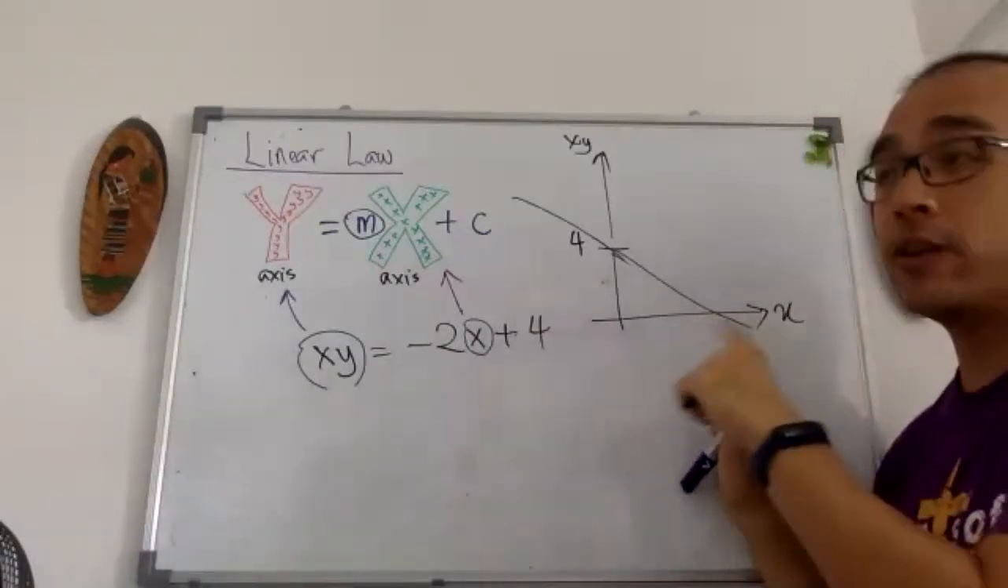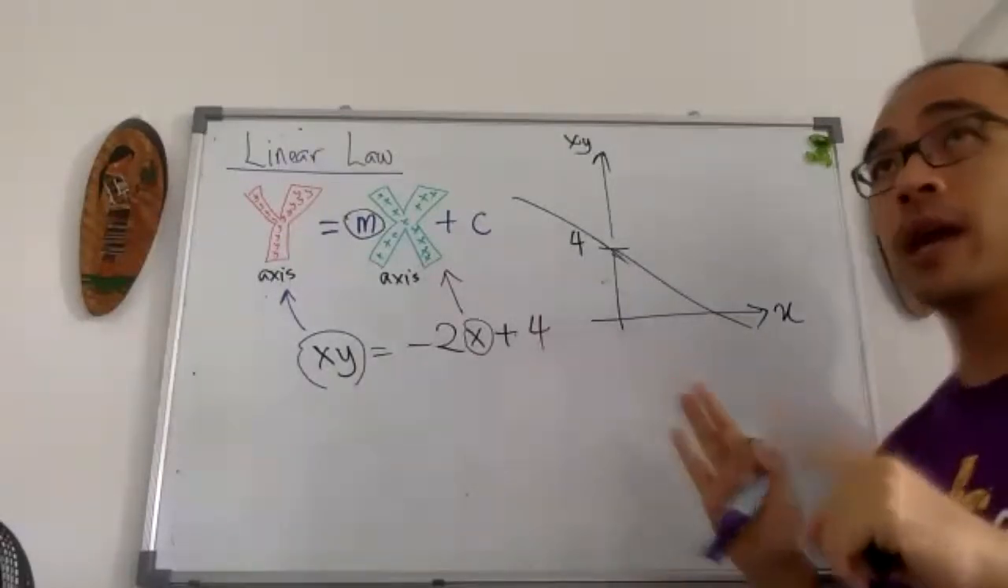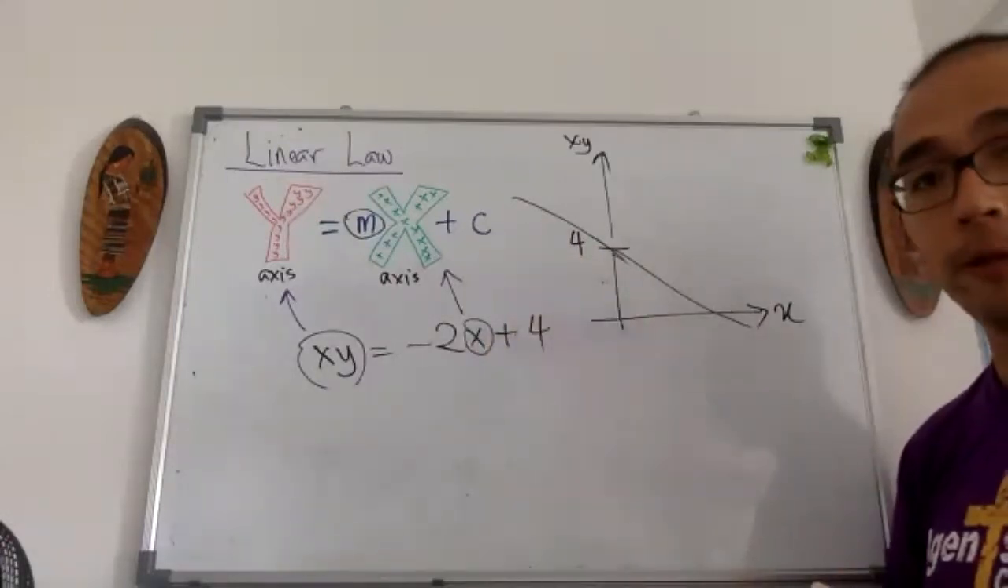This kind of information helps you later when we answer paper 2 questions, so that you won't hesitate about whether your graph is correct. Look at the equation, because the equation will help you.